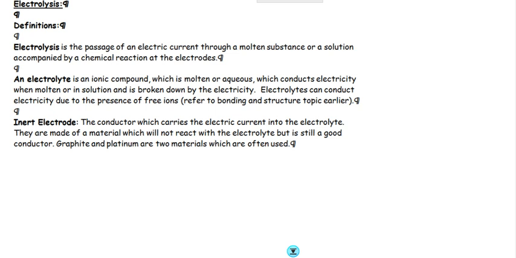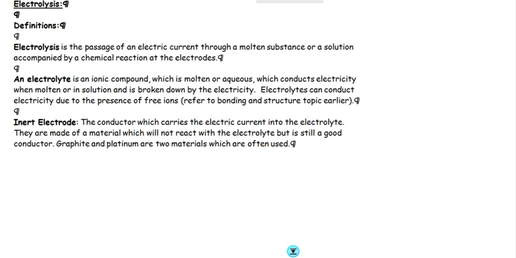We're just moving on to the second definition here. So we break down the electrolyte using the electricity. And the electrolyte can be broken down because there are these things called free ions. If you remember back to when we did ionic bonding in year 11, ionic compounds had free ions when molten or dissolved in water.